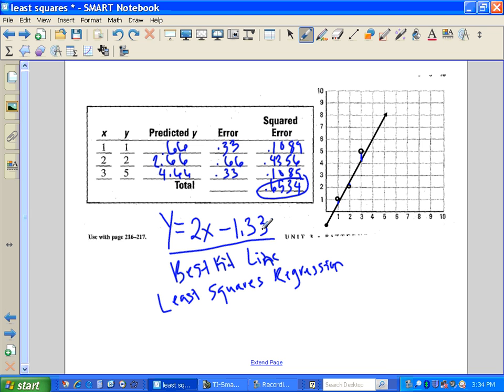The calculator does this process of finding the sums of the squared errors and tests lots of different lines till it finds the smallest sum. The calculator also makes sure that the best fit line, or the least squares regression line, includes the centroid.